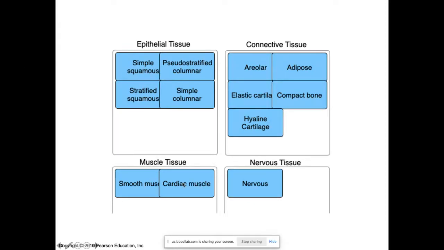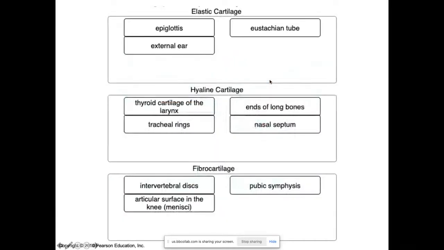Under muscle was only smooth, cardiac, and skeletal. Under nervous tissue, that's nervous, right? That's the neuron or the neuroglial cells are under nervous tissue. And under connective tissue, we said there was areolar, adipose, elastic cartilage, compact bone, hyaline, all under connective tissue.